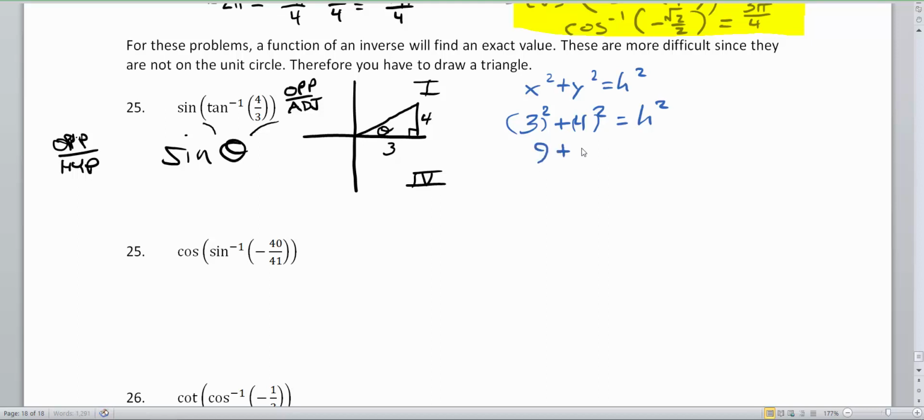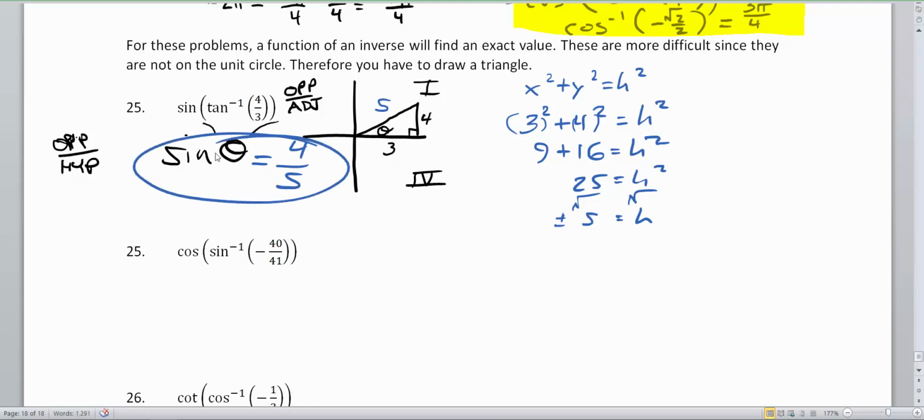So now we have 9 plus 16 equals the hypotenuse squared. 25 is equal to the hypotenuse squared. And then we take the square root of both sides, and the hypotenuse is equal to plus or minus 5. Now the hypotenuse is always going to be positive. We're going to treat that like a distance, which is always positive, or a radius. Again, always positive in a circle. So now my sine of theta is the opposite over hypotenuse. So the opposite is 4, the hypotenuse is 5, and here's your answer. And the answer was this quick and easy if and only if you drew a right triangle.